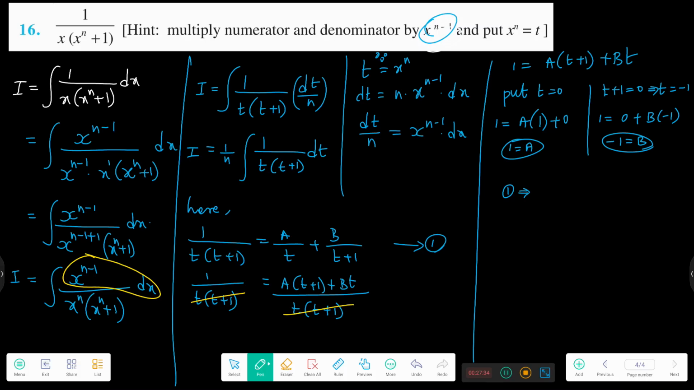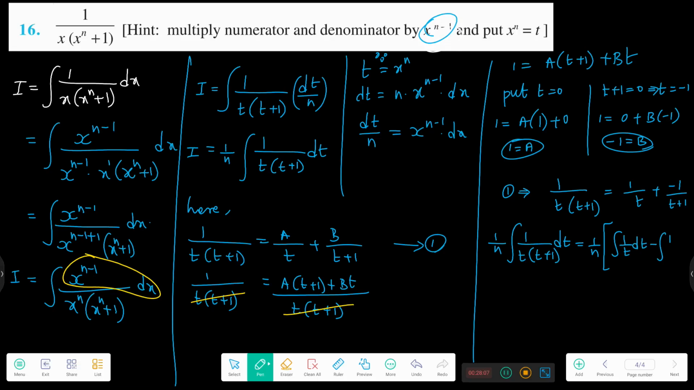Let's see what we are getting. Then 1 divided by t into t plus 1 is equal to a value 1 divided by t plus b value minus 1 divided by t plus 1. When you apply integral, apply integral and divide 1 by n on both sides, along with 1 by n I am doing. So 1 by n and applying integral, then only you will be getting the question. On both sides I am doing this, so that 1 by n and commonly I am applying integral separately, 1 by t into dt minus integral 1 by t plus 1 into dt, that's it.